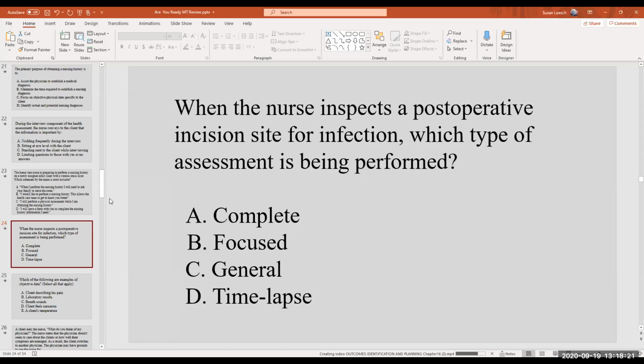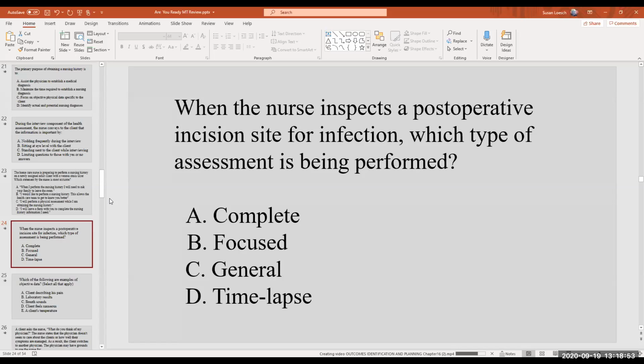How about if you put an IV in someone? Would you do time-lapsed assessments on them? Yes, absolutely. Every hour you need to go and check the flow rate and everything of what's going on with that IV, right? Or you give a PRN medication, you have to go back and check the effectiveness of that pain medication. So again, these different ones could be used in a variety of settings depending on what's going on.